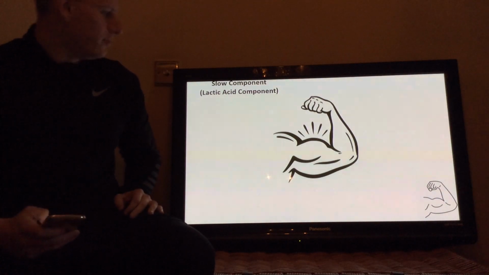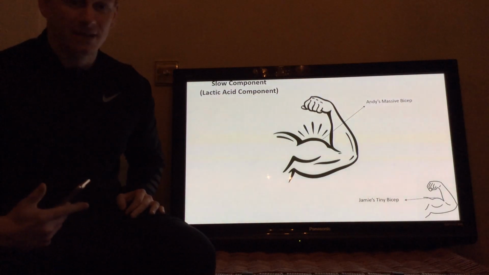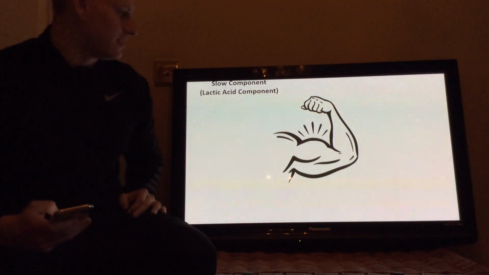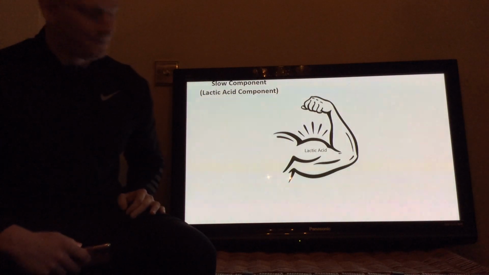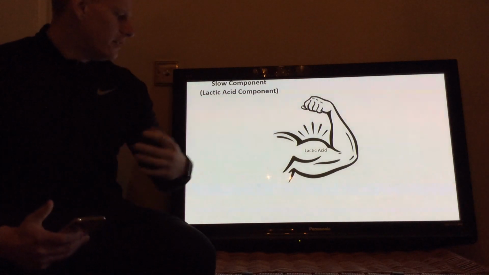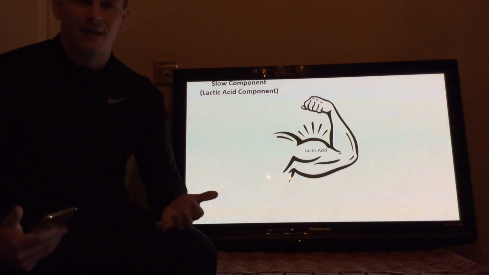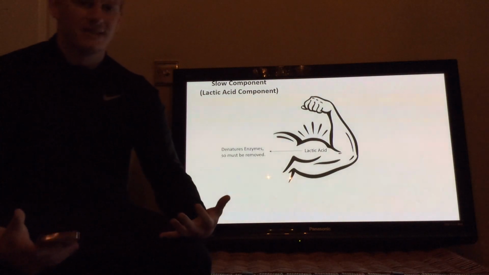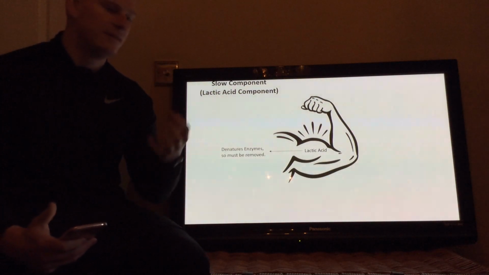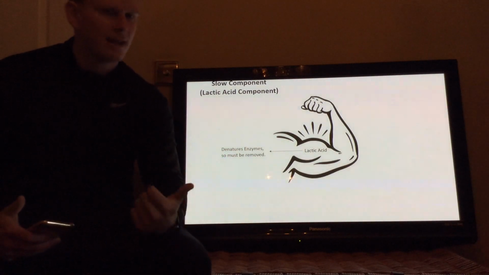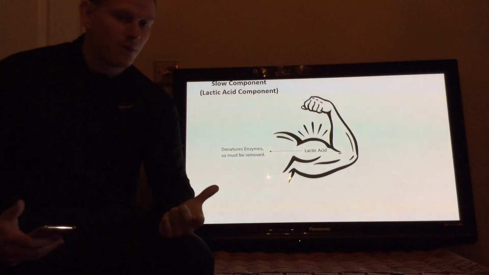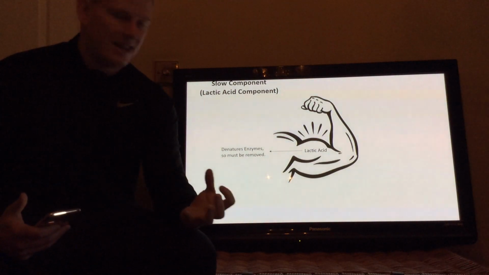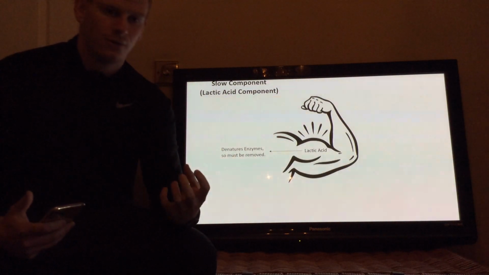So first of all, you'll notice that I've got massive biceps and Jamie's got tiny biceps. But the main thing is that we've got lactic acid in the muscle. So let's just remind ourselves how lactic acid is bad. The main thing is it denatures enzymes. Okay, remember, I've got enzymes such as creatine kinase, ATPase. So if I can't use those, I can't break down energy sources. So it needs to be removed from the muscle.